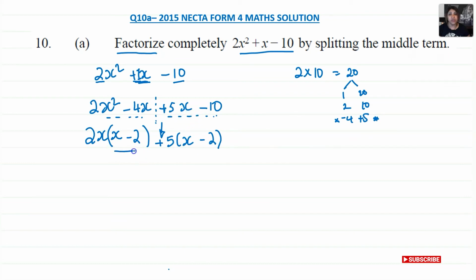Now I have two brackets of the same form on each side. I'm going to use just one of those brackets. So I'm going to say x take away 2, and then the other bracket is formed by taking these two numbers here. So 2x, and remember the sign, plus 5. And this is now factorized, so that is the answer for 10a.